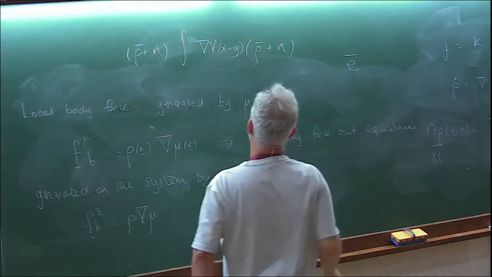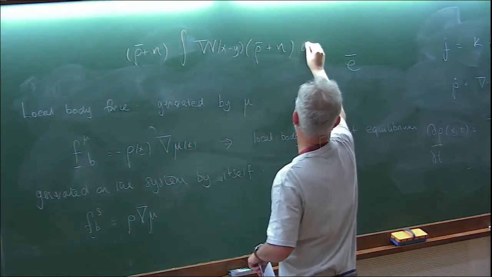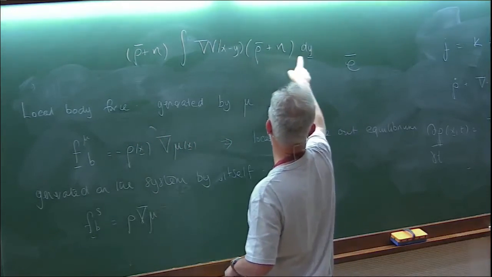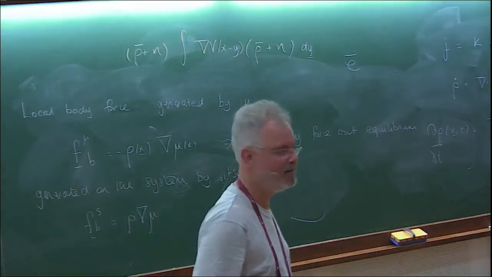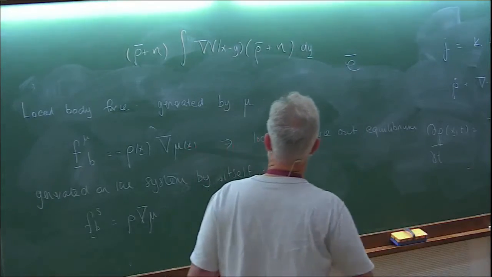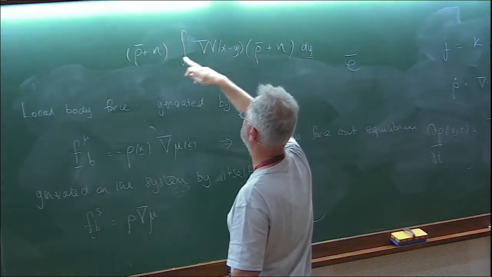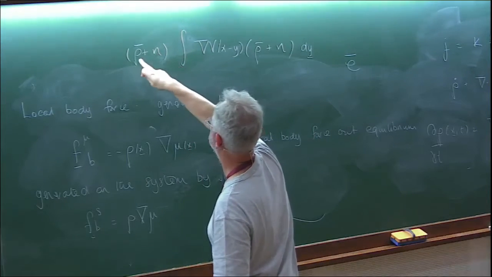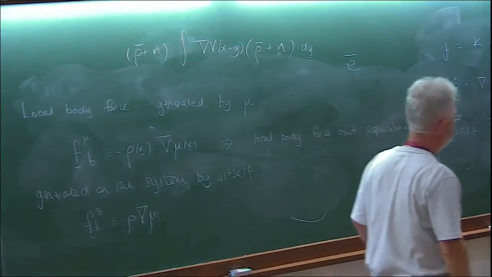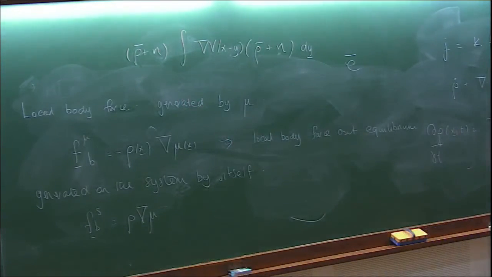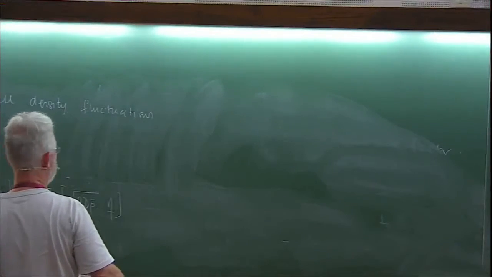I'm saying that when I do the integral over y, this term gives me 0, because it's the gradient of something which is spherically symmetric. So that gives me 0, and the only term I get is this one here. So that's the equation.